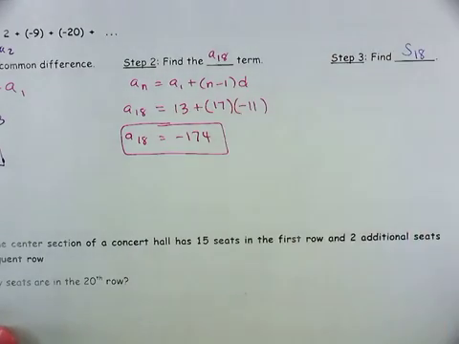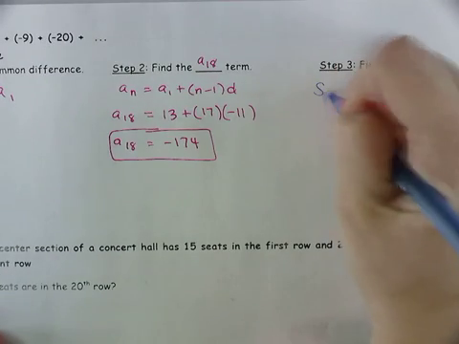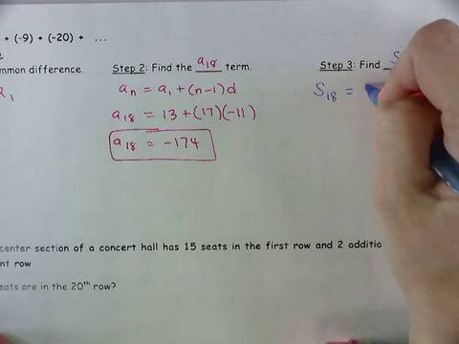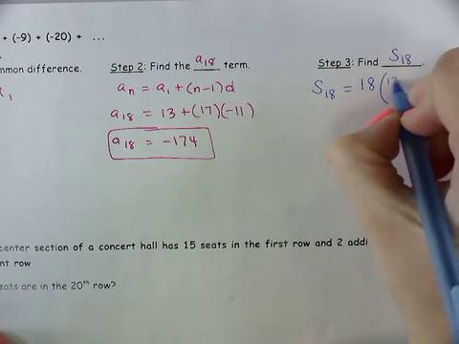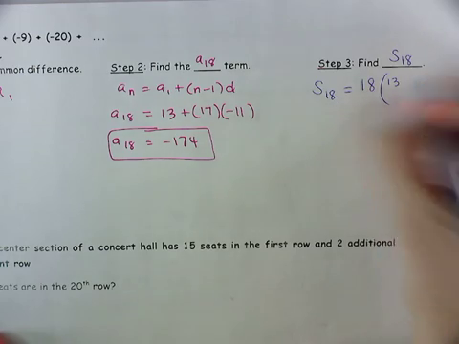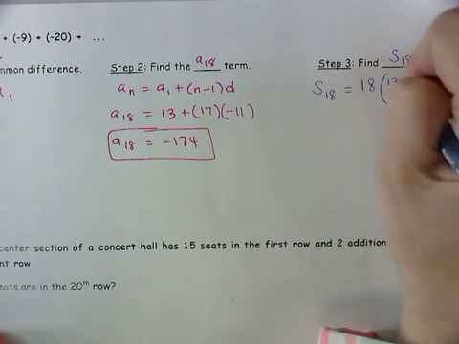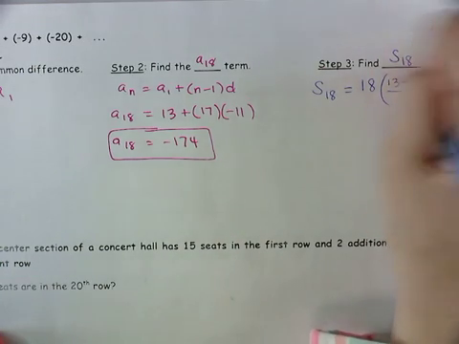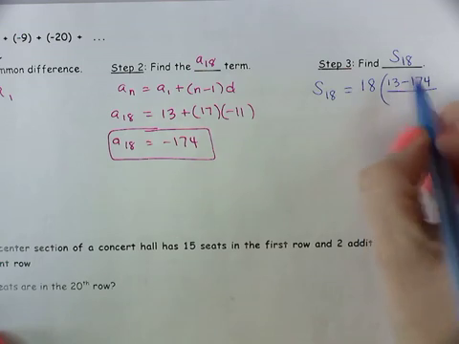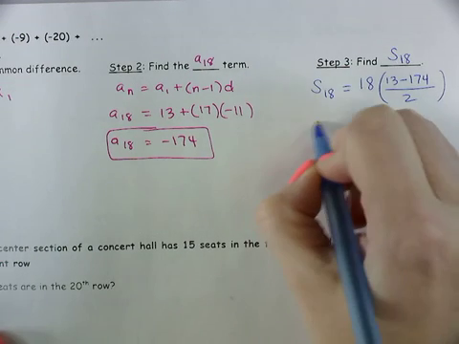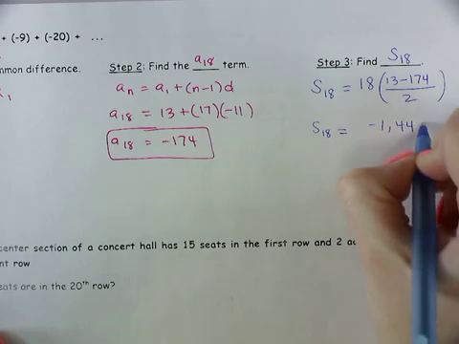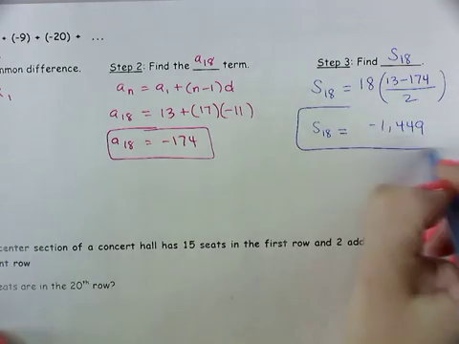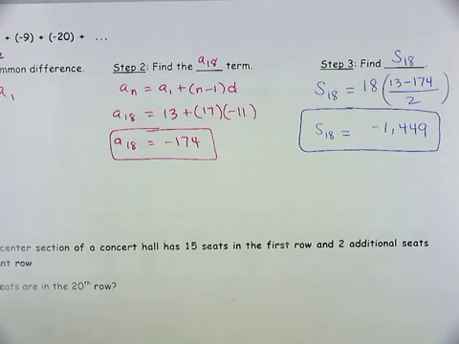Then step 3, we're going to find s sub 18. So now we're going to find the sum, using our sum formula, which is the number of terms, and then a sub 1 plus, and this is going to be plus a negative, so I'm just going to write it as minus. Plus a negative will be minus. Now, do I have to do it like that?